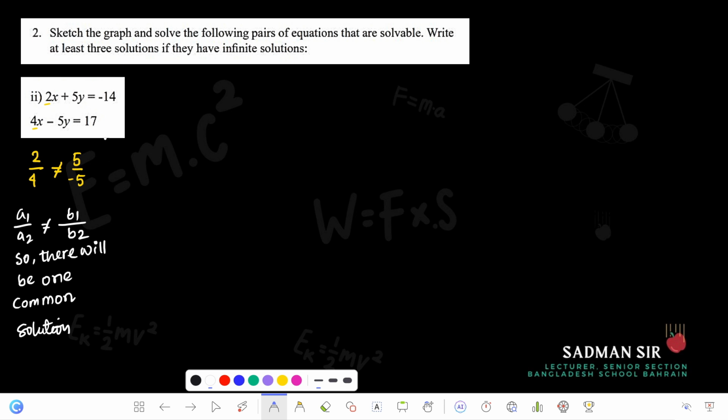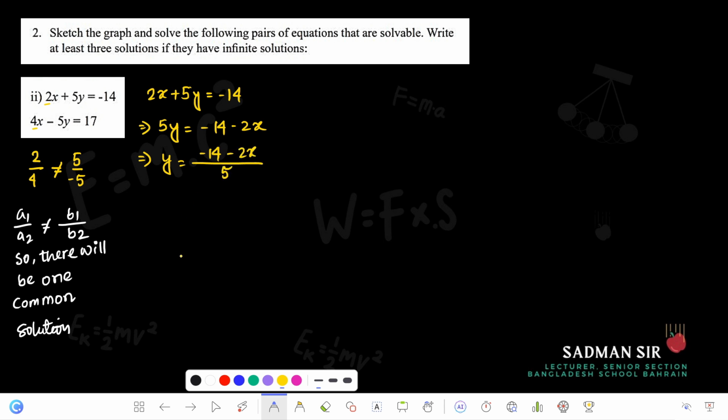Okay, now we can get started. As we know that there will be one solution, we can start our calculation. So 2x plus 5y. From the first problem, if you have seen the video, you know what to do. You have to develop an expression for y. So 5y equals minus 14, and 2x, if I shift it to the right hand side, will become negative 2x, and y will be equal to minus 14 minus 2x divided by 5.